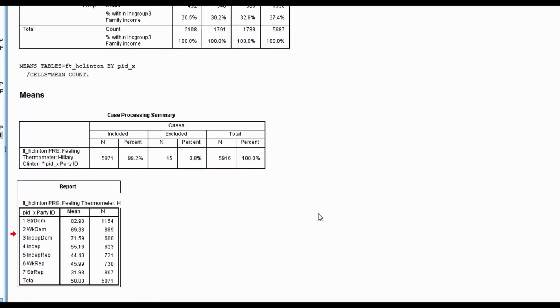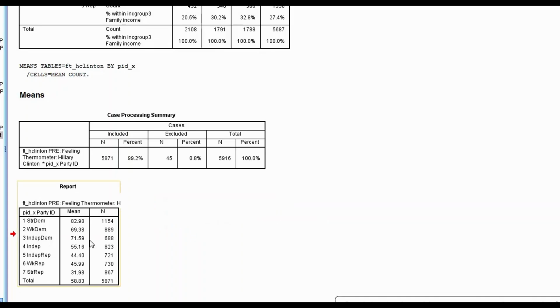I have here a mean comparison table that tests the hypothesis that Democrats will give Hillary Clinton higher thermometer ratings than will Republicans. You think? And this is one of those slam dunk hypotheses, although there's an interesting wrinkle in this.